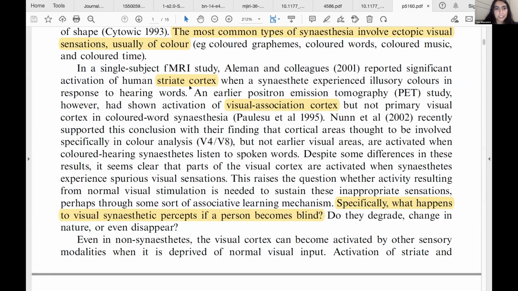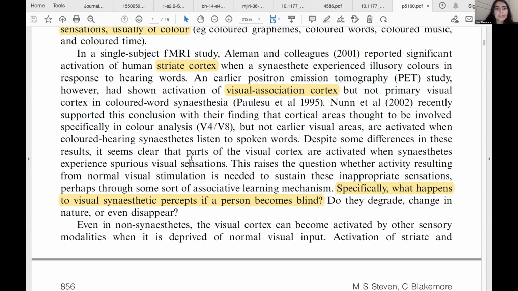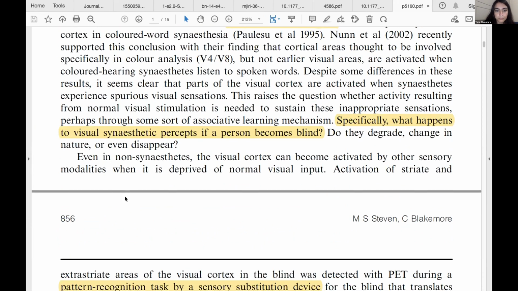With imaging such as functional MRI and PET scans, it was found that not the primary visual cortex was being stimulated, but association areas of the cortex, so visual association cortex, and the striate cortex, which is also part of the visual cortex, just not a primary area. This paper examines what happens to visual synesthetic percepts if a person becomes blind.